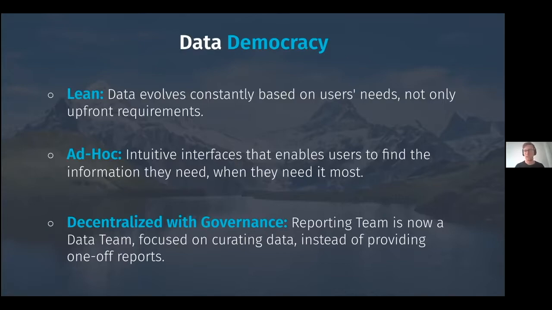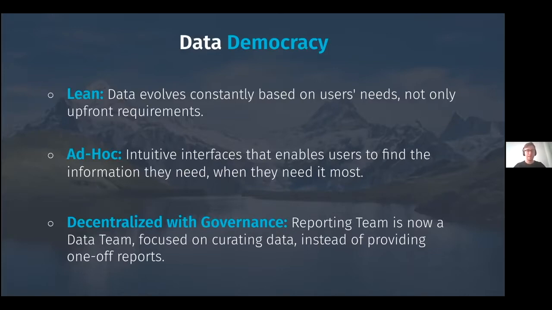From the tool side, yes, you will have your standard dashboards, but instead of always creating a new report, you want to empower your people to be able to find the information that they need when they need it, right? And this is usually through ad hoc interfaces. From the organizational side, it becomes more decentralized, where people are finding the information that they need, but still with governance, right? So the reporting team becomes more of a data team. They're focused more on curating data instead of providing one-off reports.